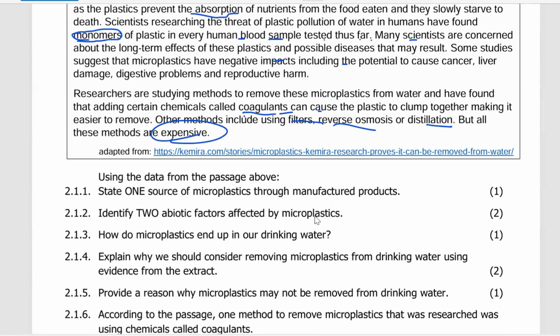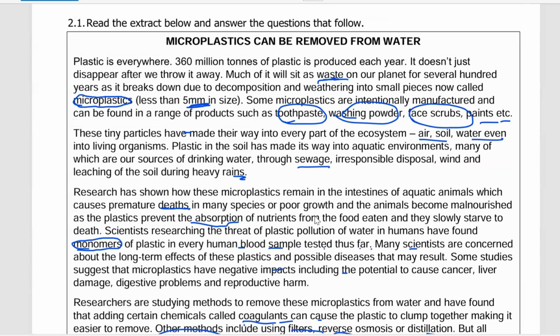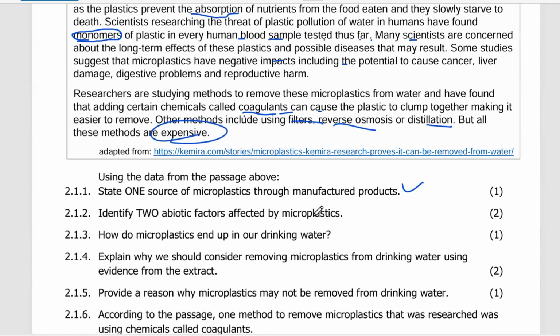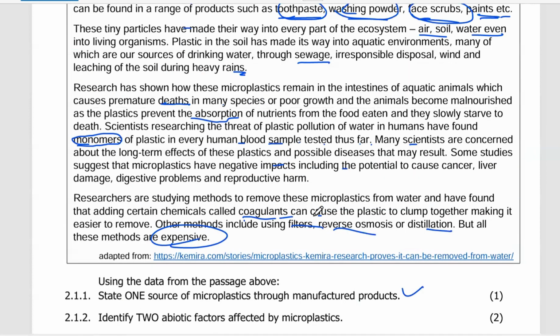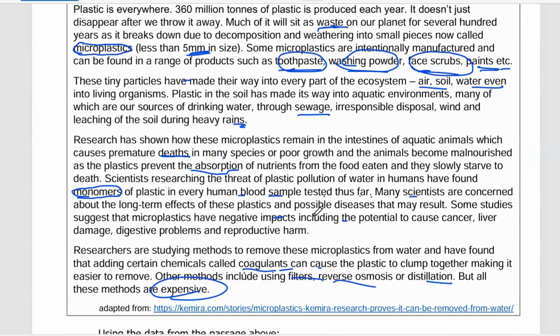State the source of microplastics from the extract. So the question is asking you to tell us where we find it: in toothpaste, washing powder, face scrubs, paint, and others. Then they're saying to identify two abiotic factors affected by microplastics. We talked about air, soil, water. These are abiotic factors, which don't have life.